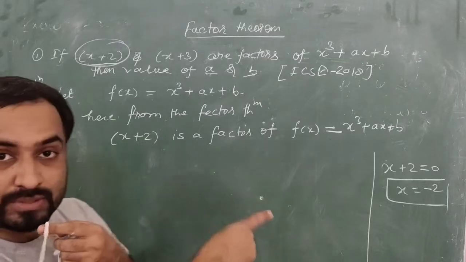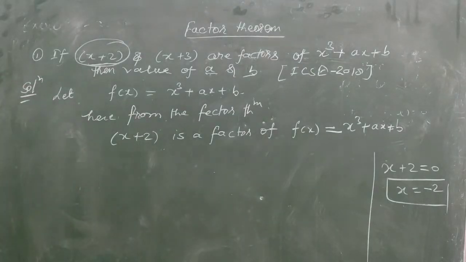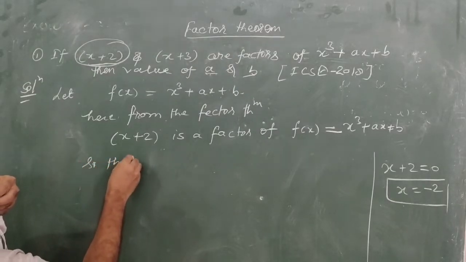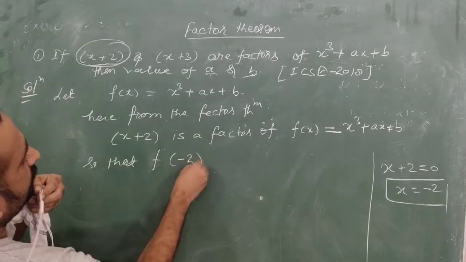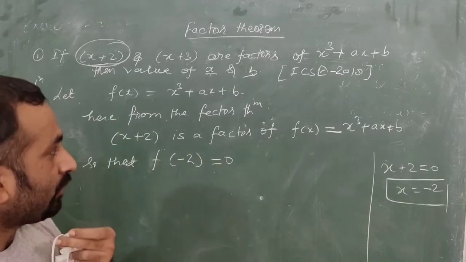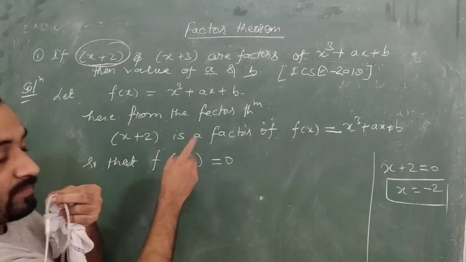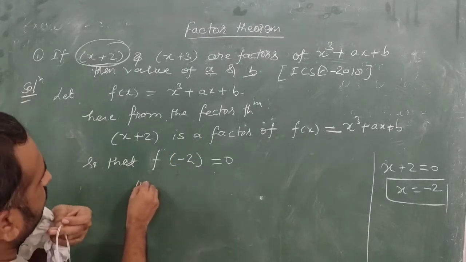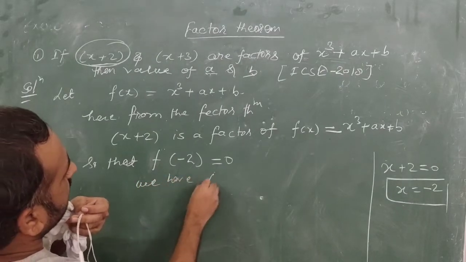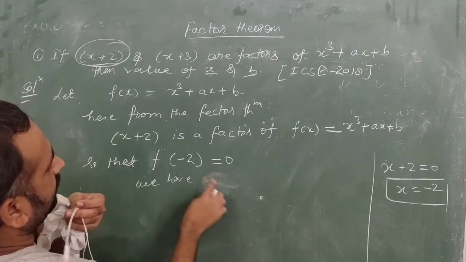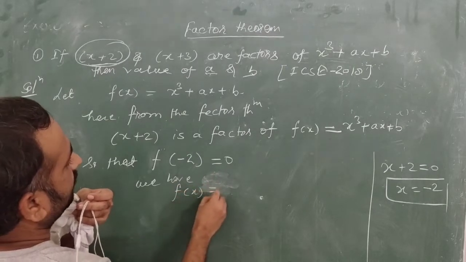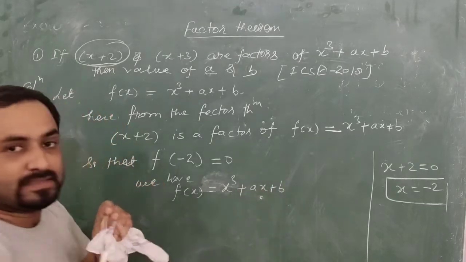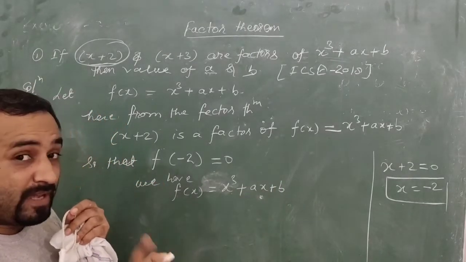Is it clear? All of you are watching it? Let me check. Yes. So f(minus 2) should be equal to 0. Okay, so listen, what is the value of f(minus 2)? This is the question. That means we have f(x) equal to x cube plus ax plus b. Is it clear?